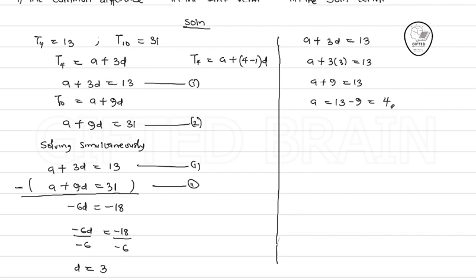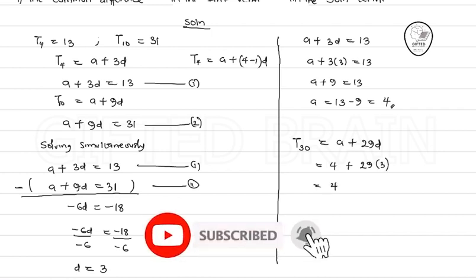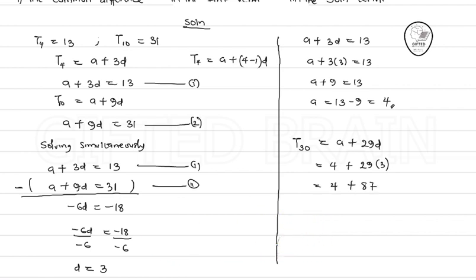The next thing is to get the 30th term. Obviously, T30 should be equal to A plus 29D. Our A is 4, plus 29 into 3. If we do that accurately, 29 times 3 will give us 87, and then 4 plus 87, our answer is just 91. So that's that about that.